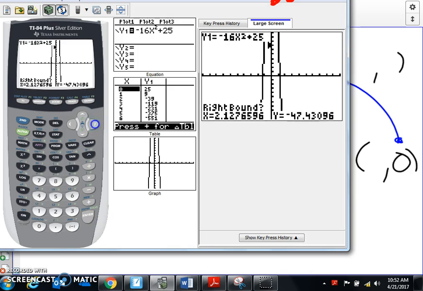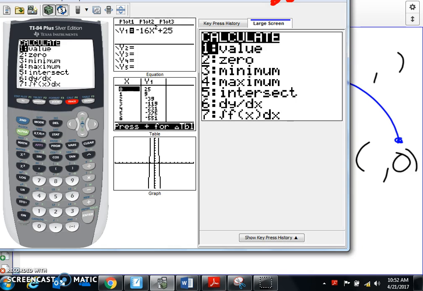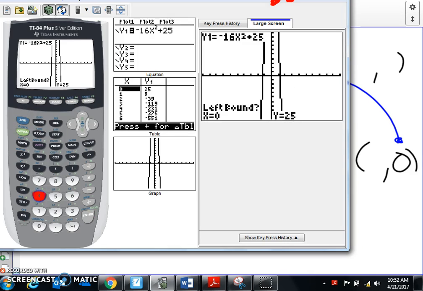So you can always push enter. And then now we need to go to the right, which shouldn't take us long because the 0 does not look like it's that far over. So our maximum is 5.38. I don't know if I did that right. Let's try it again. Calc, max. Okay, enter. Oops, I don't know why I put second, sorry. Right bound, go over, definitely to the right, enter.